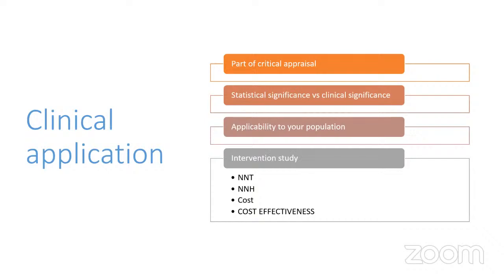And sometimes studies done in the Western population may not be applicable to our population, and so that needs to be taken into account. Another important aspect of intervention study, which the studies often do not give much importance to, is the number needed to treat, number needed to harm, and the cost of the treatment and the cost effectiveness.